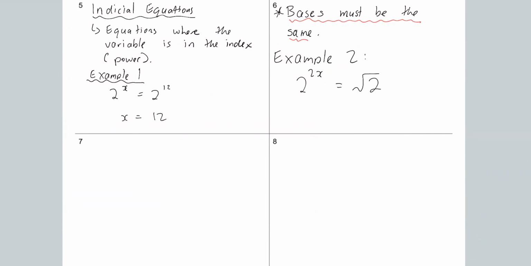That muttering down the back sounded okay to me. And that confirms it: I don't know who was muttering down the back there, but yes, you can convert any root into a fraction power.